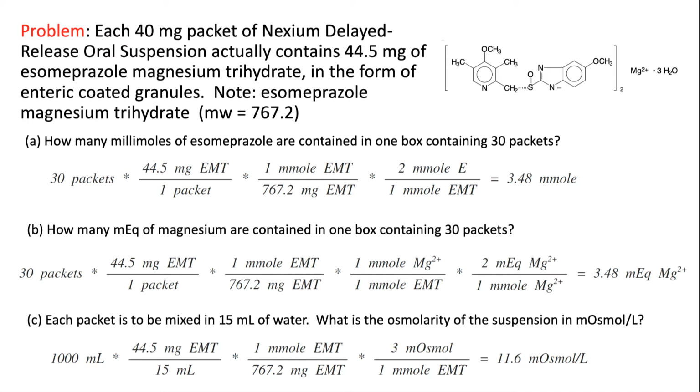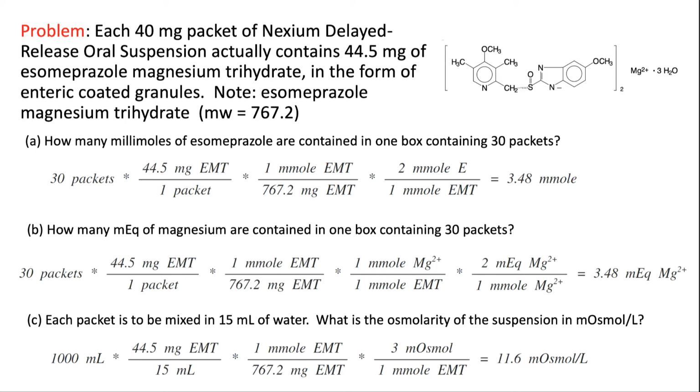Now, I'm not worried about valence. I am worried about the number of particles that will occur when I take one EMT molecule and let it dissolve in water or disperse in water. Remember, it's an electrolyte. What will form? In the end, in terms of particles, I will have 1 magnesium particle and 2 esomeprazole particles. Remember, there were 2 esomeprazole molecules for every 1 magnesium. So 1 magnesium plus 1 esomeprazole plus another esomeprazole, 1 plus 1 plus 1, equals a total of 3 particles. Therefore, we put 3 milliosmoles on top for every 1 millimole of EMT. Millimoles cancel, and our final units multiplying from left to right are in milliosmoles.